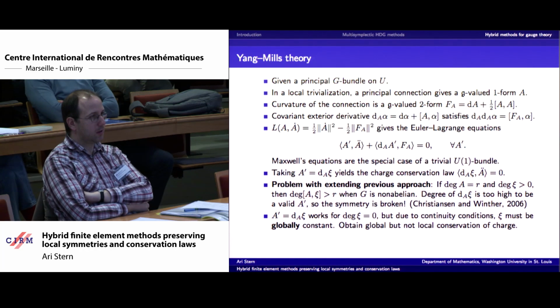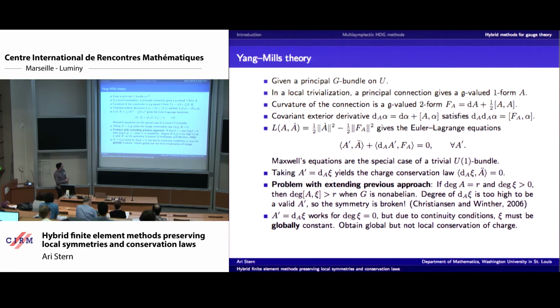And an observation is that, in fact, we could do this if xi were degree 0, because that would be a valid variation. But the problem is, if we're using continuous finite elements, a degree 0 polynomial has to be not just locally constant, but globally constant. Which means I no longer get a local conservation law if I take xi to be constant. I just get global conservation of charge, which is something fairly trivial.